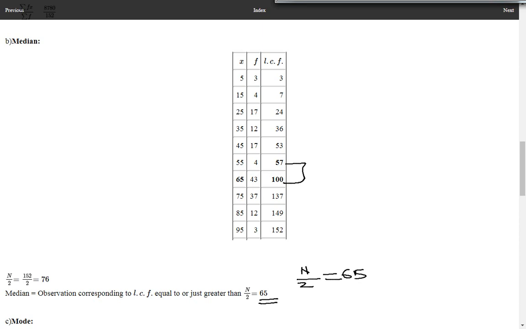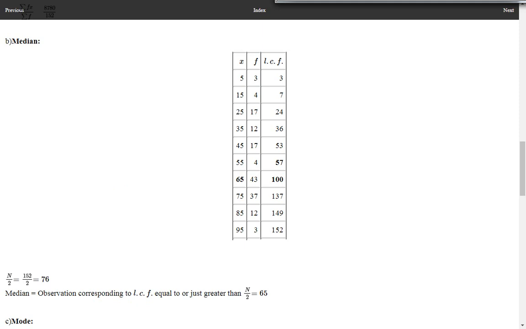Now this 65 comes in between 57 and 100. The less than cumulative frequency which is greater than or equal to 65 lies between 57 and 100. Out of this we select the larger one, and the corresponding observation is 65. So median is equal to 65. It is the observation corresponding to LCF equal to or just greater than n by 2.